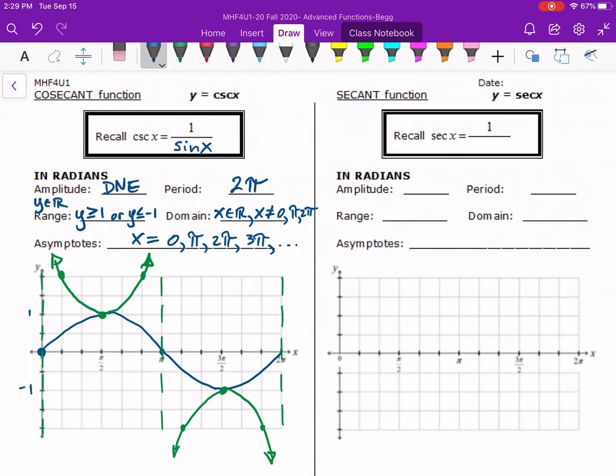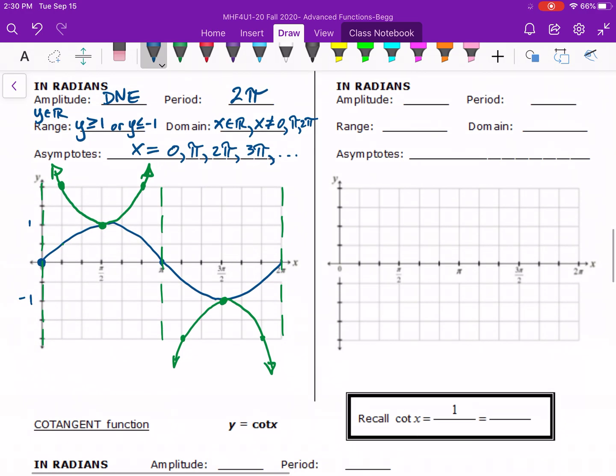And just like cosine is just a variation on sine, secant is just a variation on cosecant, because secant is 1 over cosine of x.